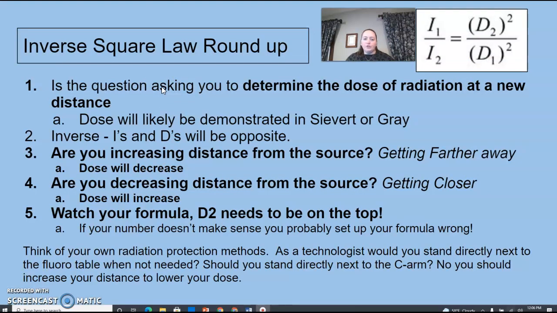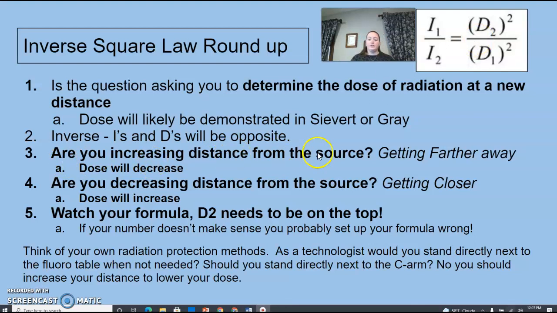Inverse square law: is the question asking you to determine the dose of radiation at a new distance? Then yes, you're going to use the inverse square law. The dose will likely be demonstrated in sievert or Gray. Just remember your I's and D's are flip-flopped on the inverse square law. I1 should be next to D2, and I2 should be next to D1, sort of a crisscross, diagonal.